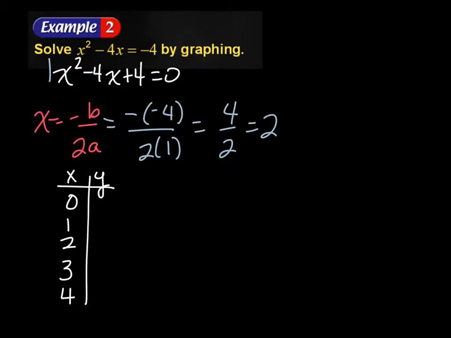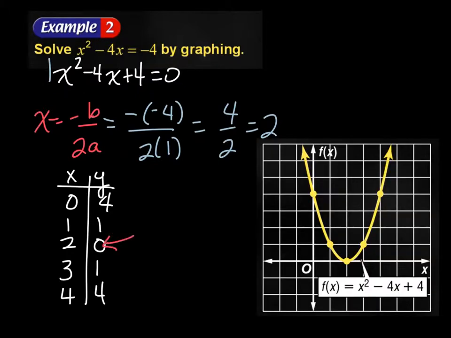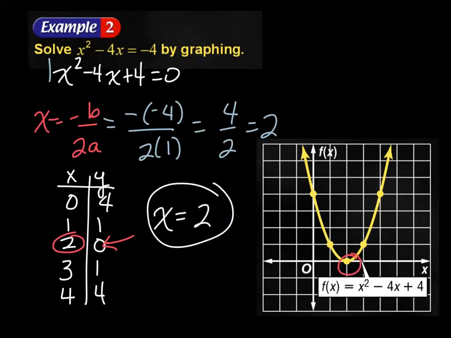So when I substitute 0 in, of course, you don't need a calculator, so you're going to get 4 out. 1 gives us 1, 2 gives us 0, 3 gives us 1 again, 4 gives us 4 again. So once again, you can see the answer in the table or in the graph. And we should check again. 2 squared is 4 minus 2 times 4 is 8, and that does equal -4.